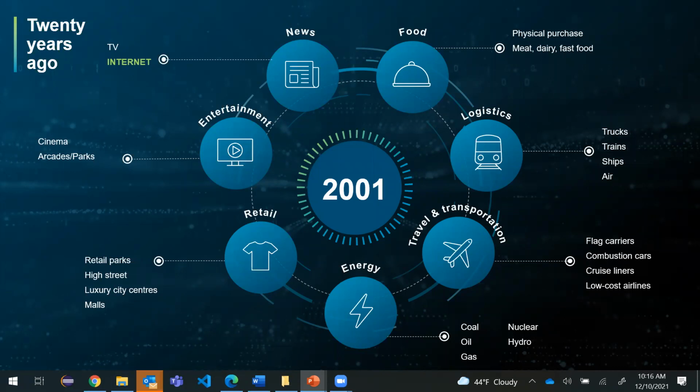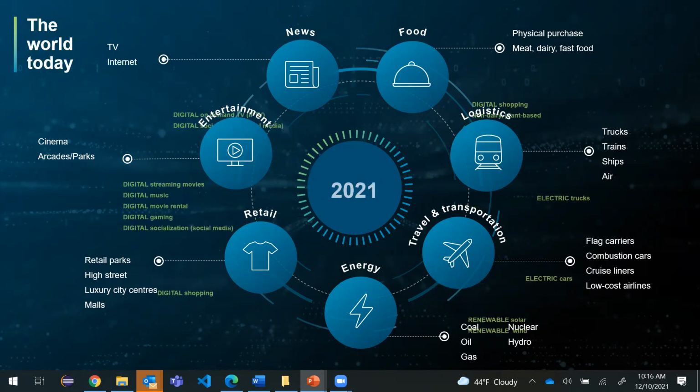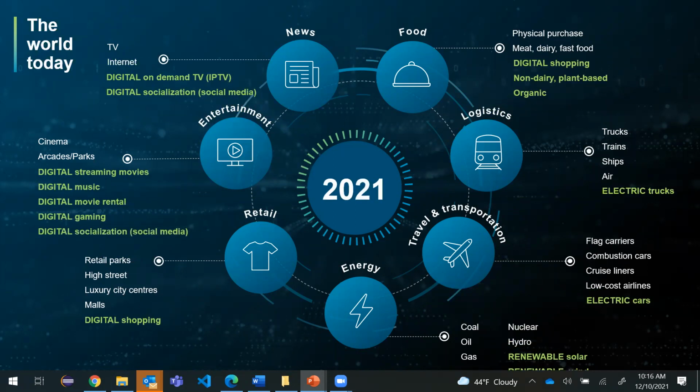So let's look 20 years forward, and all of a sudden, there's a lot of things that have changed, and the pace of change is incredible. The pace of change is accelerating. This is a really, really important driver for digitalization. Things are changing so quickly. So from the way we consume, for instance, TV, right now we do digital on demand, and we stream movies and we stream music, and we stream gaming and socialization.